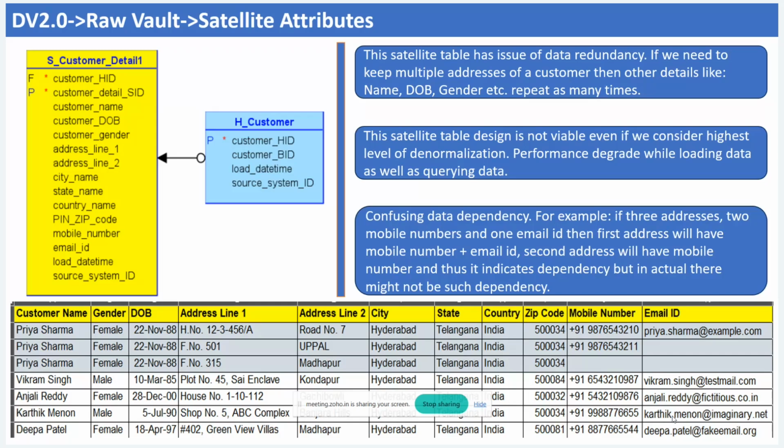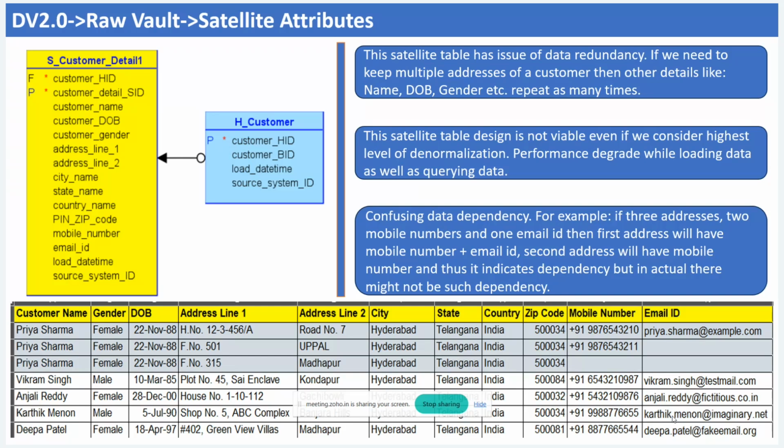but this is not a proper approach because this satellite table has the issue of data redundancy. For example, suppose a customer has three addresses. If you keep this satellite table structure, then for three customer addresses we have to repeat some data. Customer name has to repeat three times, date of birth, gender, they will repeat three times. Because for each customer, name, date of birth, and gender will be one, but addresses are three, so there will be three records for address. So this data has to repeat.